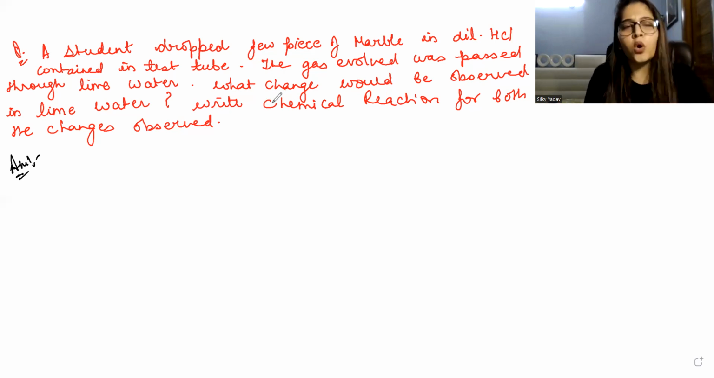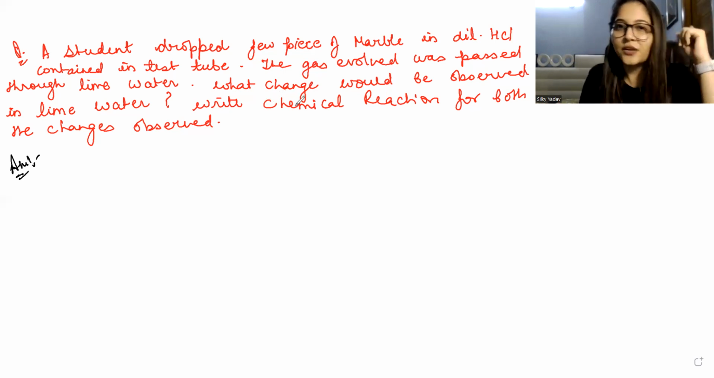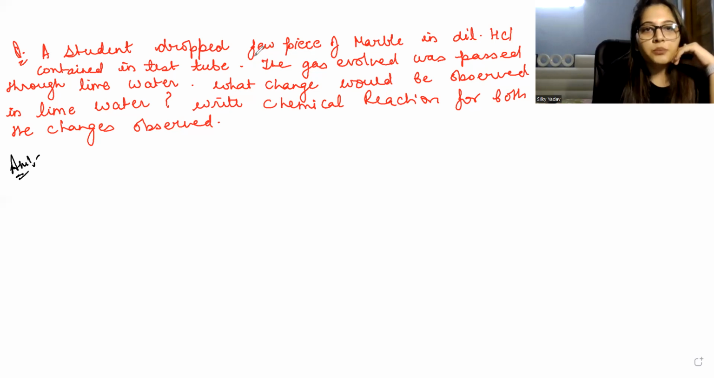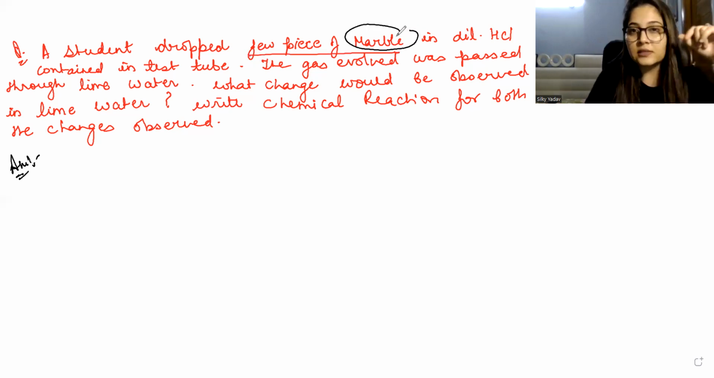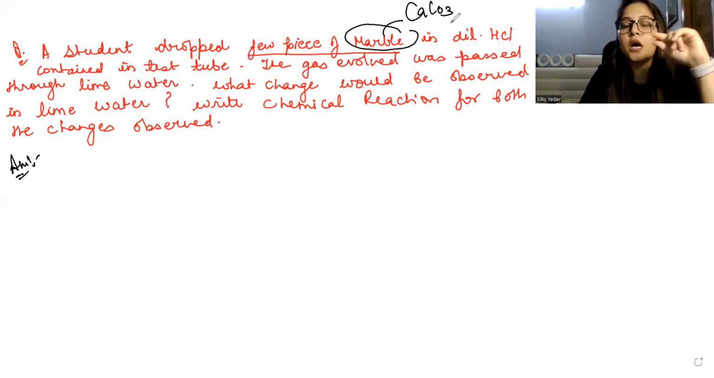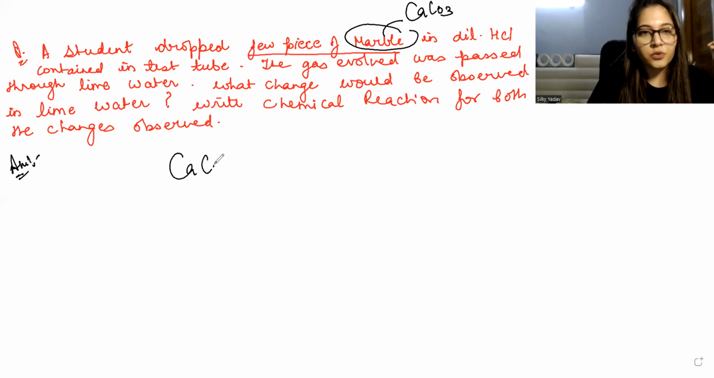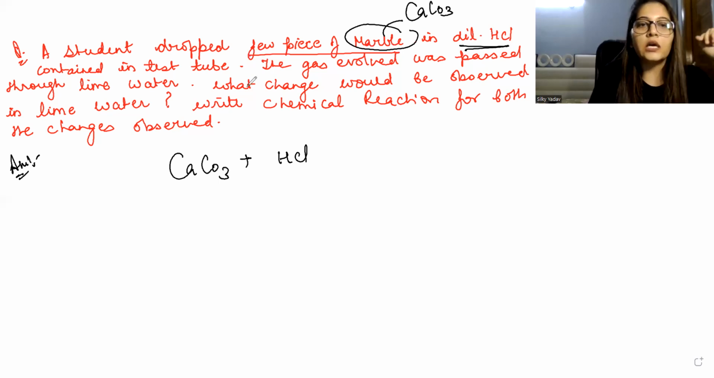Today let's discuss this question. This is super easy. You all will be able to understand it. So let's get started. A student dropped a piece of marble. You all know the formula of marble, as we've already discussed in our second part, that is CaCO3, calcium carbonate. So we are adding calcium carbonate in dilute HCl contained in a test tube, and the gas evolved was passed through lime water.